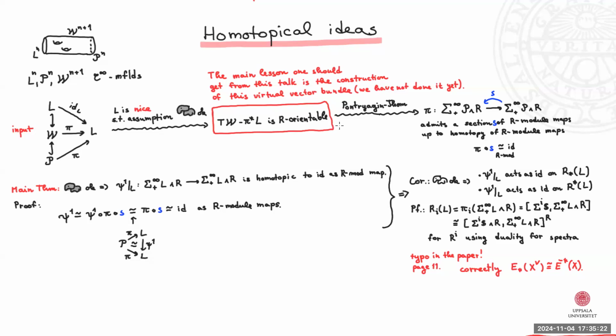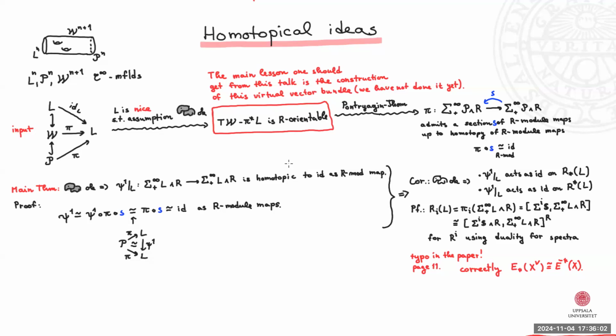orientable, and then there is going to be this machinery of homotopy theory where you do Pontryagin-Thom for virtual bundles and crazy stuff, and that's going to give you that this map here, where this curly P is the end of this cobordism, admits a section of R module maps up to homotopy of R module maps. That just means that there is an S going the other way, so that this is homotopic. This is a homotopy of R module maps.